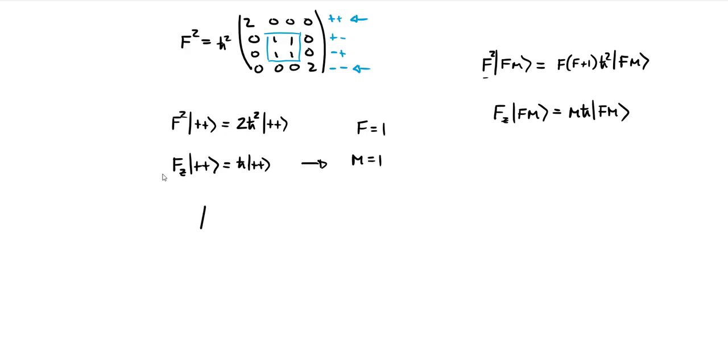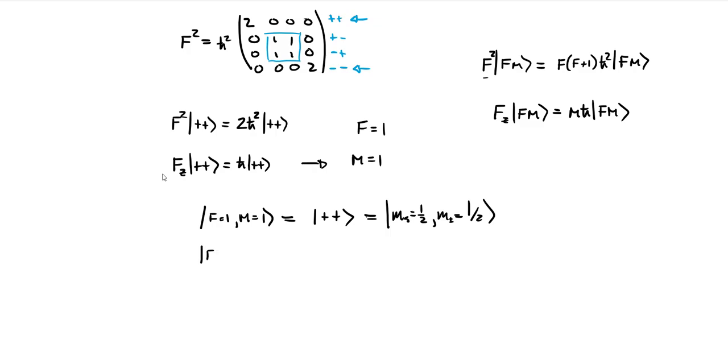So in the coupled basis, we have the F equals 1, m equals 1 state is equal to the plus plus state in the uncoupled basis, right? Or to write it out more explicitly, ms is equal to 1/2 and mi is equal to 1/2 state. So we've related our coupled to our uncoupled state.